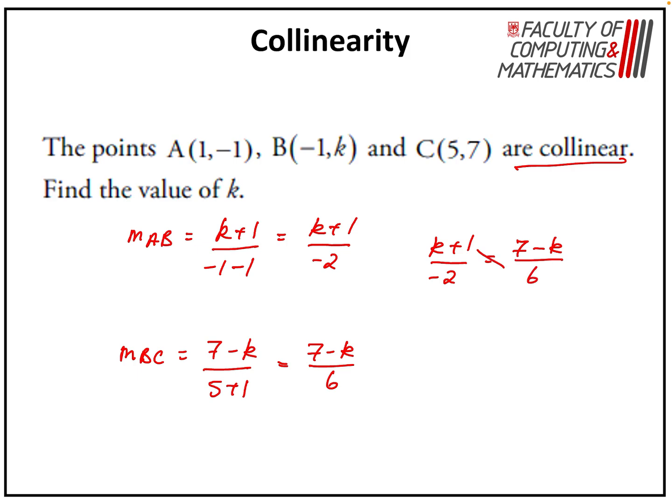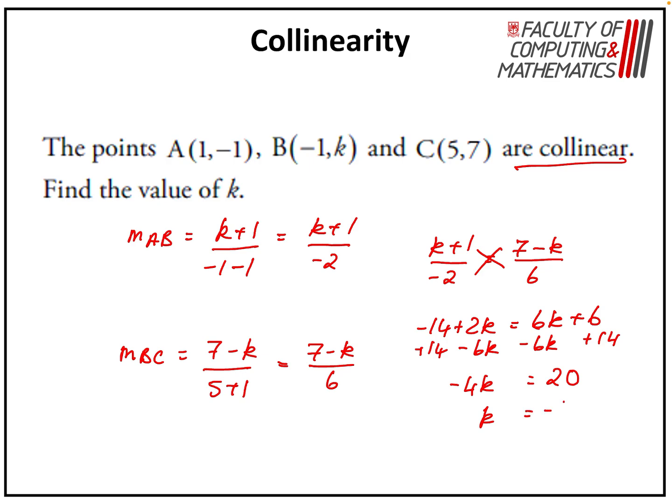Let's get rid of the fractions; we're going to cross multiply. So we would end up with minus 14 plus 2k is equal to 6k plus 6. Then solve the equation. So minus 6k on here, plus the 14, plus the 14. So I would end up with negative 4k is equal to 20. So k must be equal to negative 5.